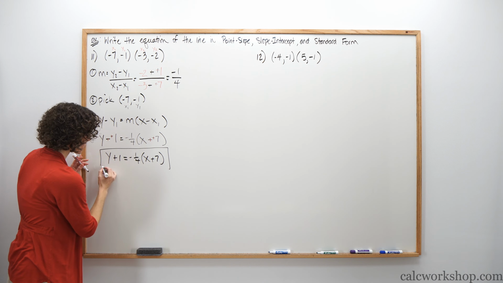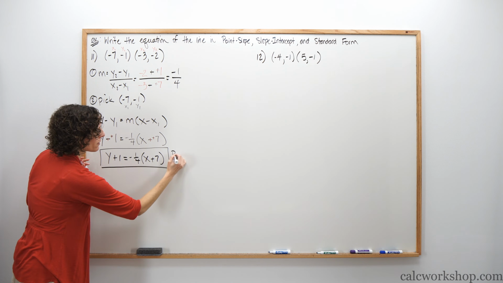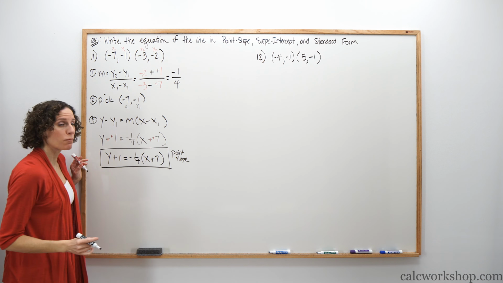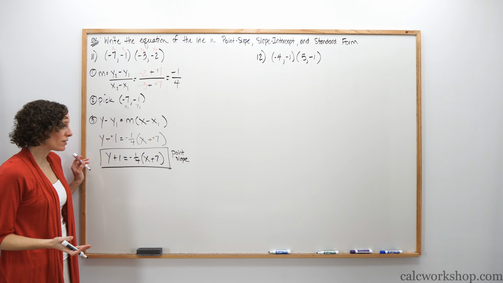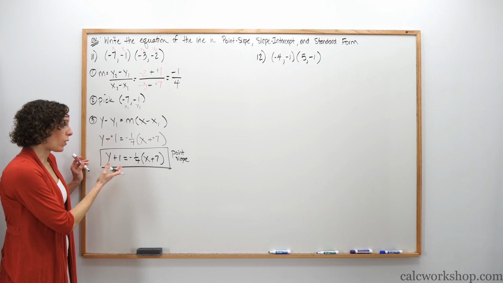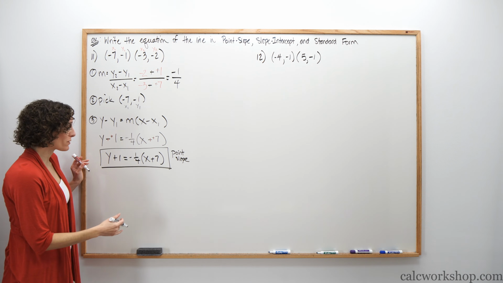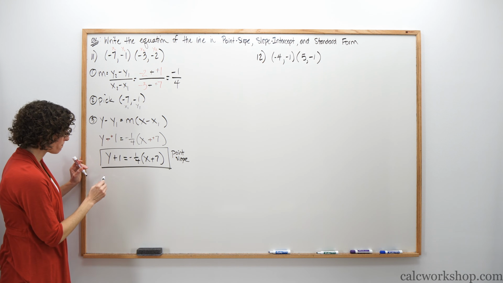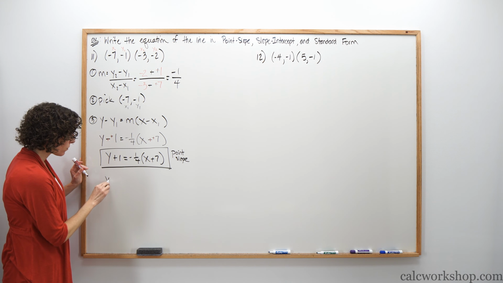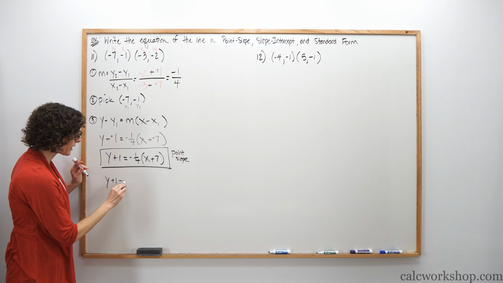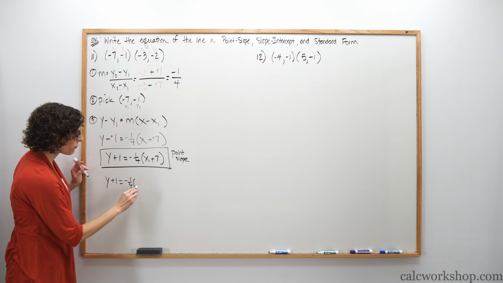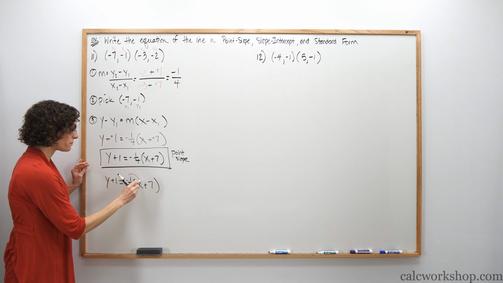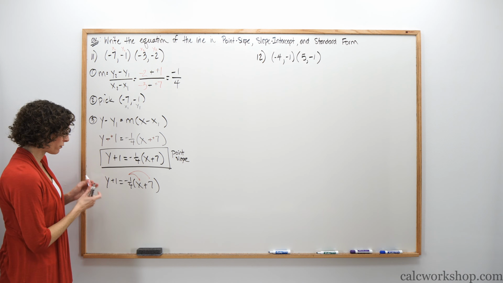This is the equation of the line in point slope form. What are we going to do now? Well, we need to get into slope-intercept form. So we need to distribute and get y equals mx plus b. So we have y plus 1 equals negative 1/4 times x plus 7. We are going to distribute the negative 1/4.